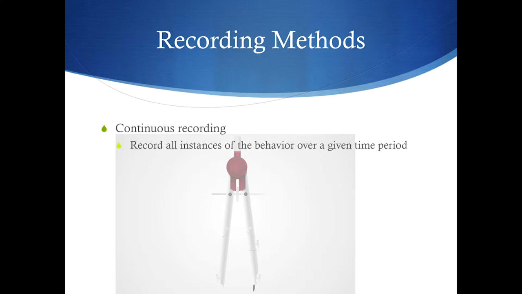Anyway, here we go. So we have continuous recording methods. How do we record behavior in a continuous fashion? Well, it's really simple. We're going to record all instances of the behavior over a given period of time. If we are going to record behavior in a classroom, in a 50-minute session, we're going to record every time Bobby jumps out of his seat, or maybe every single time that Ryan talks out of turn. We're going to record every single instance of it.